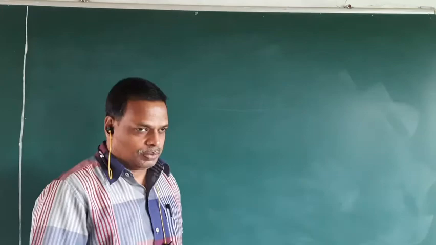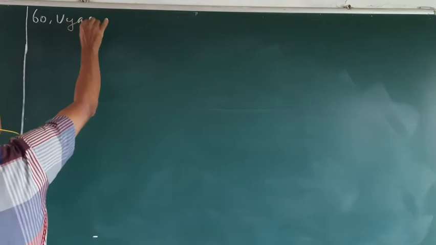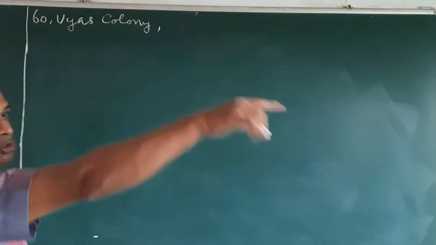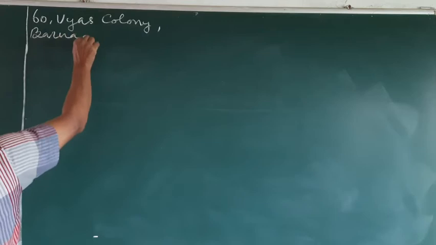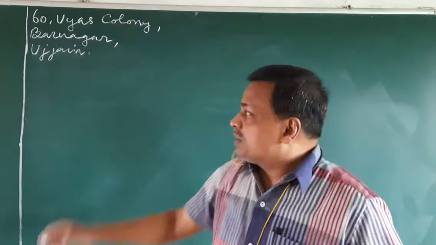Like I am writing my address, like 60 Vyas Colony. Comma. Comma should be there. Then, Vatnagar. Comma. Okay. Then full stop. So here, comma, comma, and in the third line, full stop. We know three should be there.